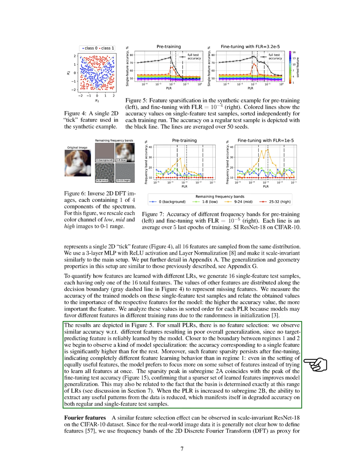When we increase the learning rate to the second subregime, the model's ability to extract useful patterns diminishes, resulting in lower accuracy on both regular and single-feature test samples.